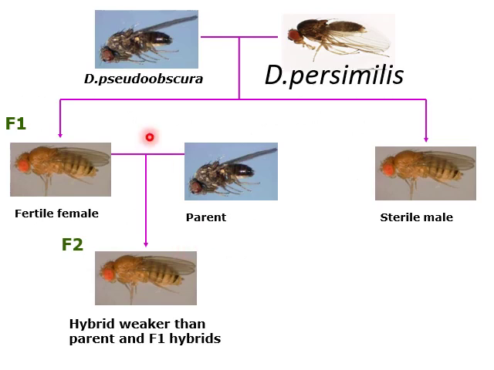Here is the explanation of these two species, in which both species interbreed with each other, producing two different types of offspring. One is a fertile female and the other is a sterile male. When the fertile female is crossbred with the parental generation, the hybrid will be weaker than both parents of the F1, whereas the sterile male cannot reproduce into the next generation.